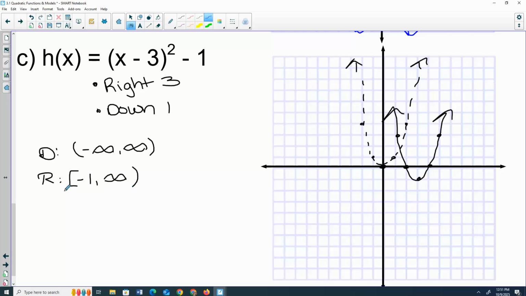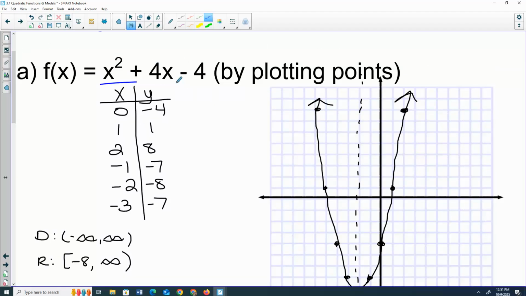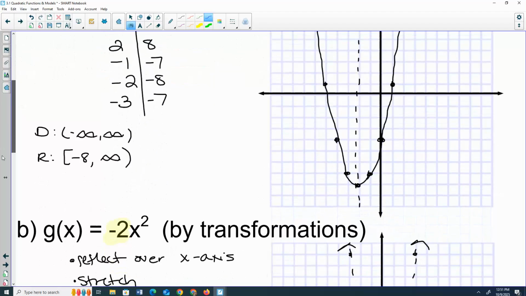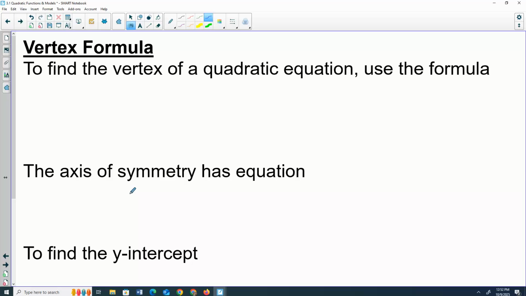Good. So the question is, how could I graph the functions that are written in standard form without plotting points? B and C were easy because they were written in vertex form, when I could find where my graph would end up. But if they're not written that way, how do we get there? And in Algebra 2, when you graph these, you had a formula you used for finding the vertex. It actually comes from completing the square.